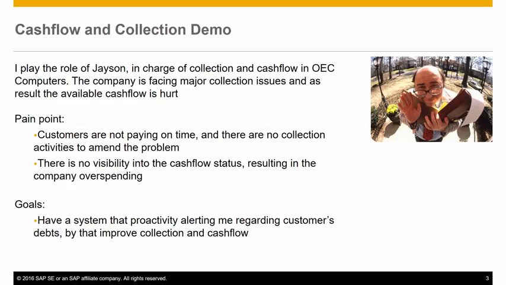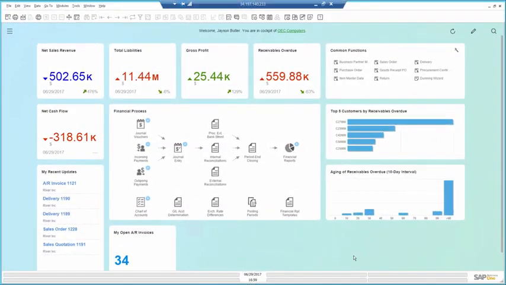The goal is to have a system that proactively alerts me regarding customers' debts, and by that improves collection and cash flow. When I log into SAP Business One, I set up the main screen, called the cockpit, with information around customers' open debts and cash flow. The overdue receivable amount is in the red zone.